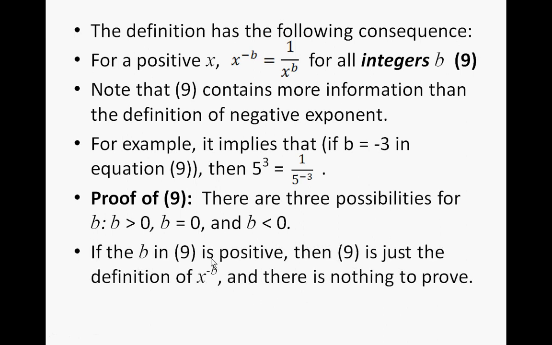If b is positive, then equation 9 is just the definition of x raised to the opposite of b. And there is nothing to prove because we've already talked about the fact that if this is a positive, then this is what results because we already proved that from before. So for any b that is greater than 0, like 1, 2, 3, or 4, then this is true. There's nothing left to do.